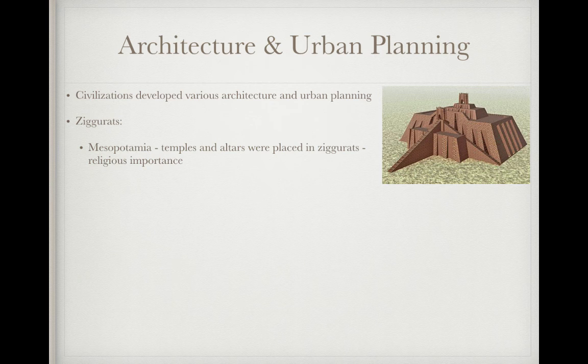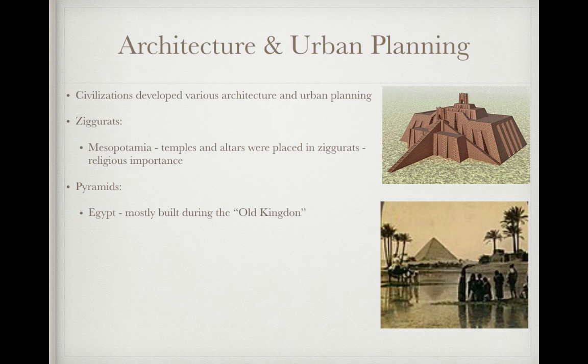One of these is ziggurats, and these were located in Mesopotamia, and they were temples and altars that were placed inside the ziggurats. So this shows the importance of religion. Pyramids were located in Egypt. They were mostly built during the Old Kingdom of Egypt, and they were burial places for pharaohs to prepare for the afterlife. So these pyramids were built to honor pharaohs and help them prepare for life after death.